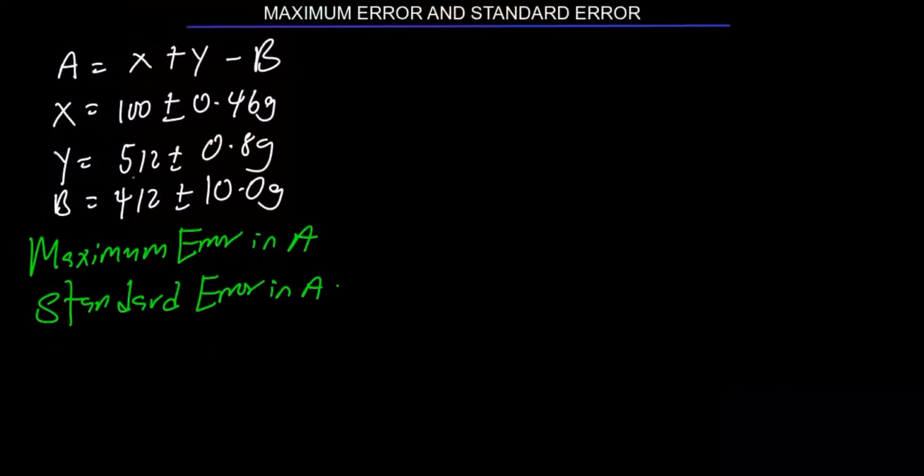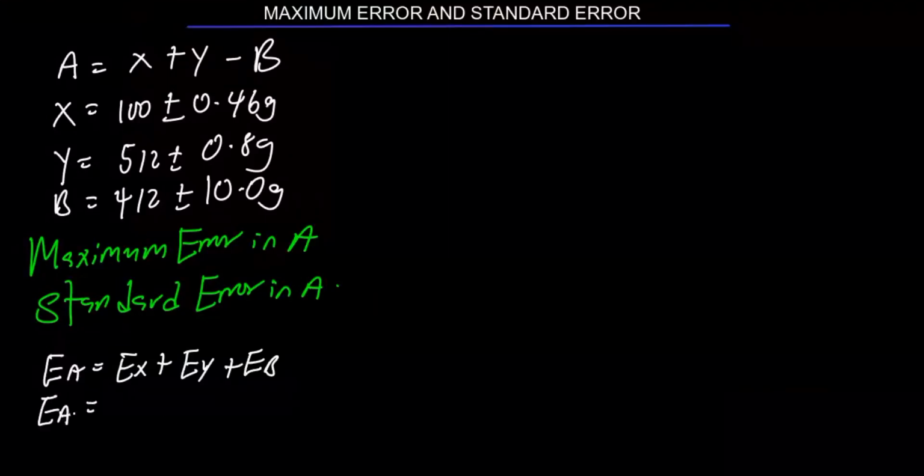Now, if you observe, this formula just has to do with addition and subtraction. So for the standard error, remember, for me to get the error in A, since I'm having addition and subtraction, I will add all the errors together. That is error in X plus error in Y plus error in B. Add everything together, regardless of this minus, add everything together. So let's go. What was my error in A now? What's error in X?